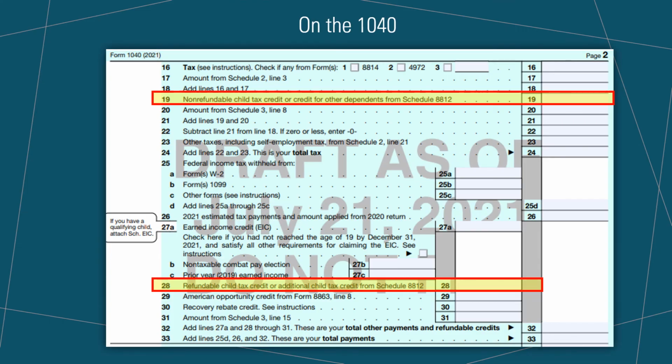I wanted to finish up by looking at the 1040 again, and we're on page 2 again. And if you'll remember our last lesson, we stopped off with line 16, which was the tax. And the next couple of lines are adding in a little extra if there's other taxes that need added in. For this lesson, the first line that we're looking at is line 19, non-refundable child tax credit or the credit for other dependents. So remember that was non-refundable.